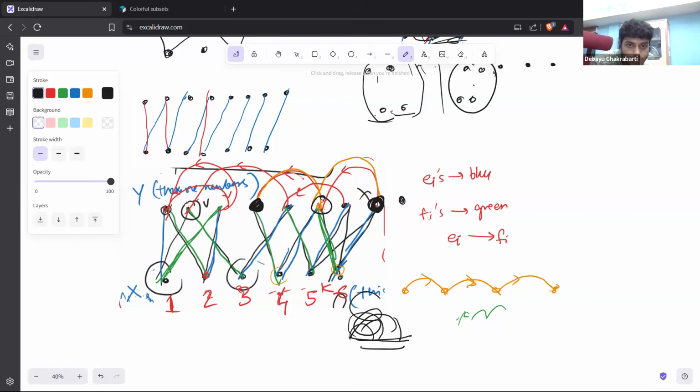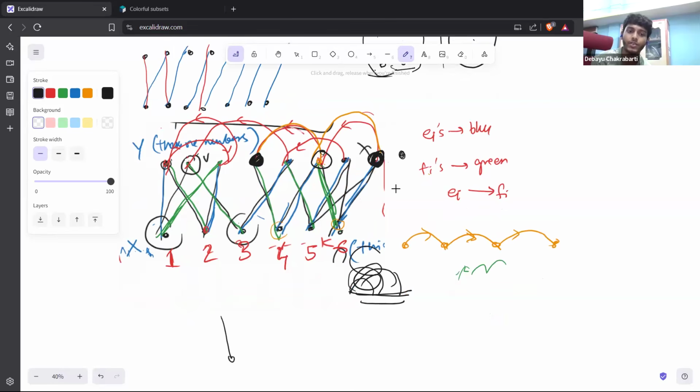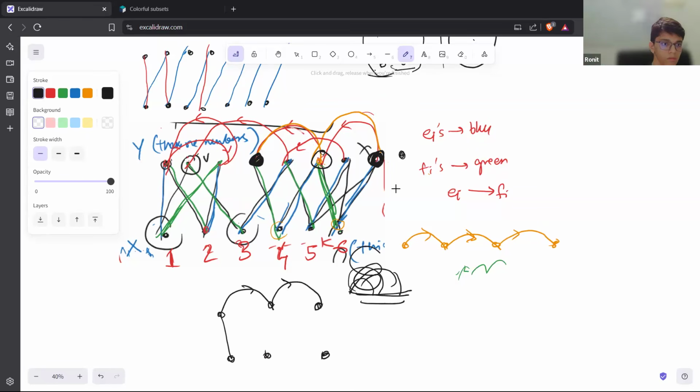Why is that? Yeah, you can. Exactly, 3, 5, 4, 6 are gone. And 1, 2 is easy to color. So essentially, if you separate all of these, you just end up with loops. Loops might be something like this as well. It could be something like this.